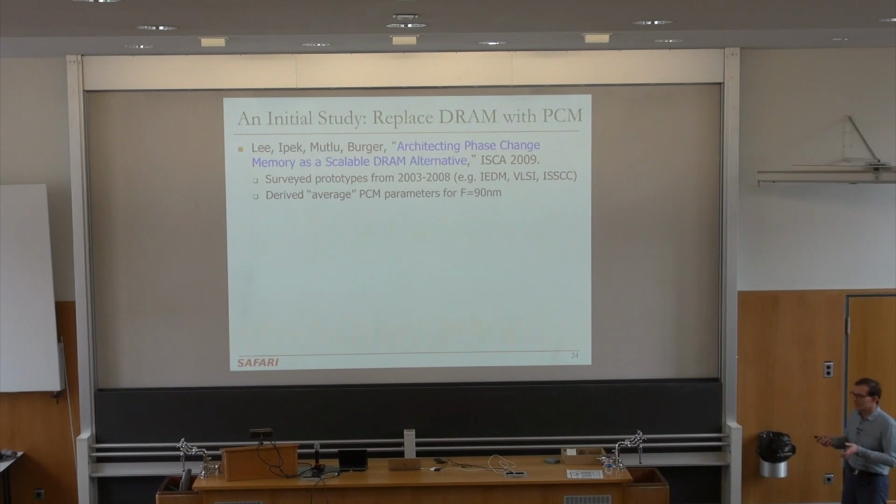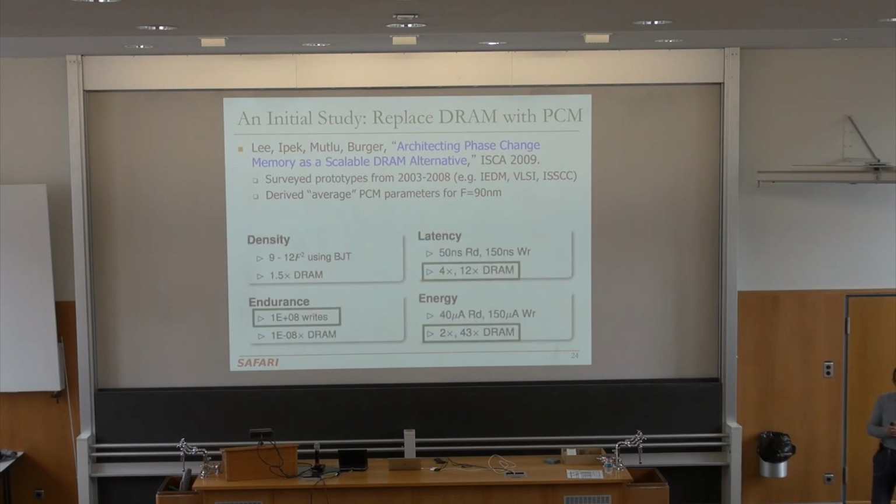Okay, so basically what we did in this work was we surveyed the prototypes that were published that I gave you the huge table for. And we derived some average phase change memory parameters for a feature size of 90 nanometers. And these are the parameters that we're going to deal with. We're going to simulate what happens if we actually take out DRAM from the system and replace it with phase change memory with these parameters. We're going to ignore density in this evaluation. Basically, we're going to assume same capacity DRAM and same capacity PCM.